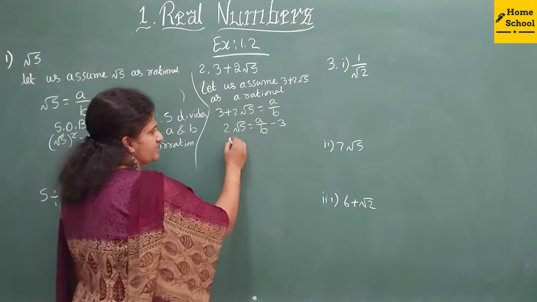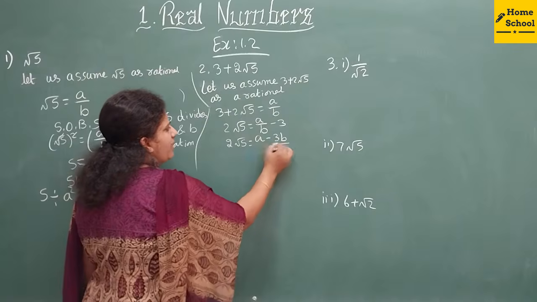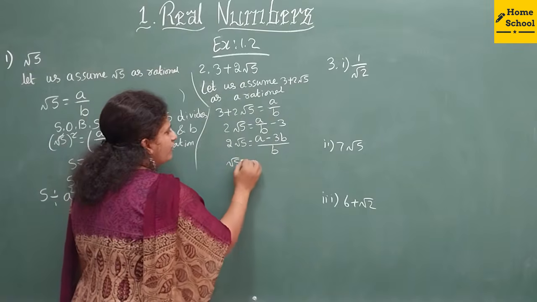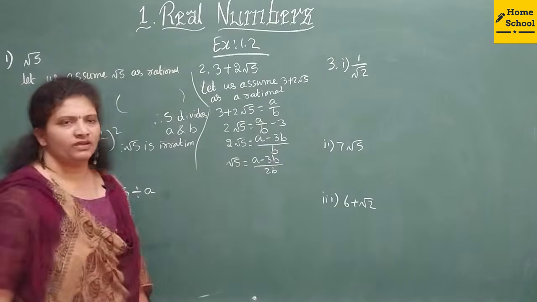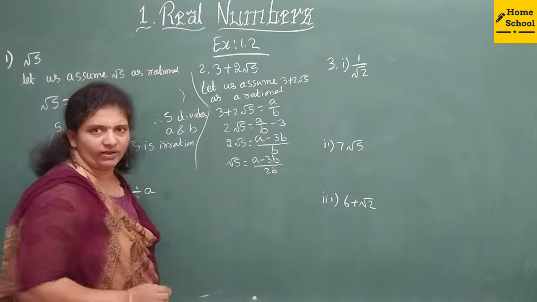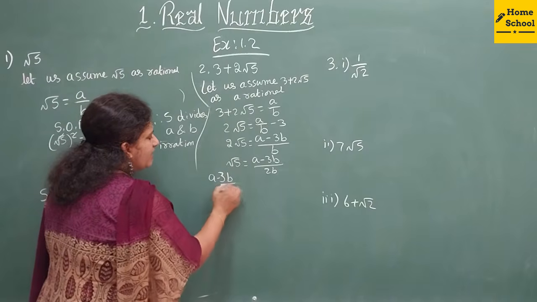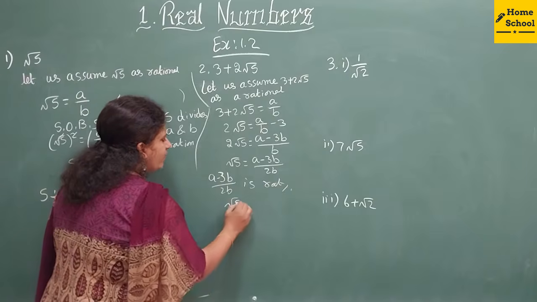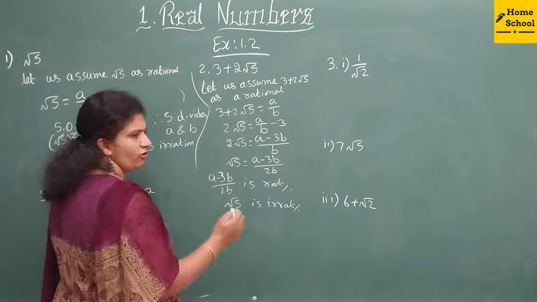It becomes minus 3. Do LCM. A minus 3b by b. And the extra 2 you have here, send that also to that side. Root 5 is equal to a minus 3b by 2b. This is irrational. This is rational. Both cannot be equal. Yes or no? Therefore, that only you write. A minus 3b by 2b is rational, and root 5 is irrational. Right? Both cannot be equal.